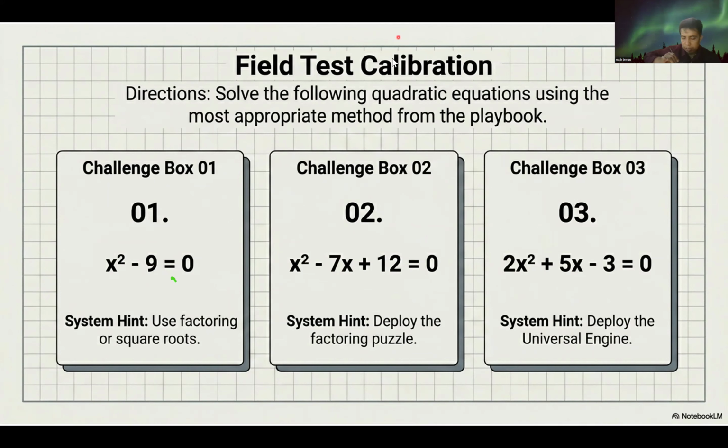Okay, we factor this equation, x squared minus 9 equals 0. We get (x plus 3) times (x minus 3) equals 0. So we get x equals minus 3, or x equals 3.